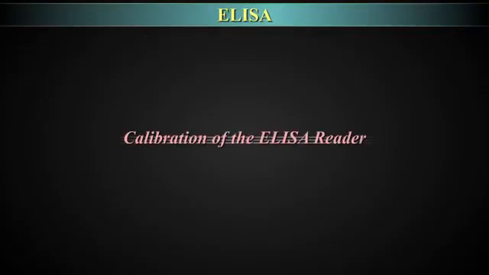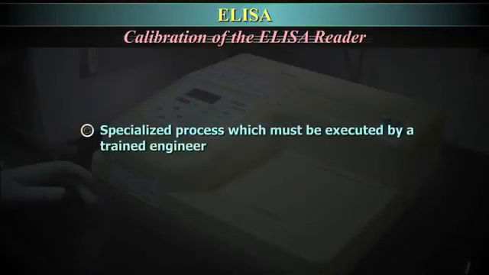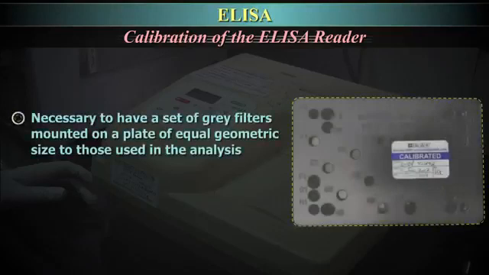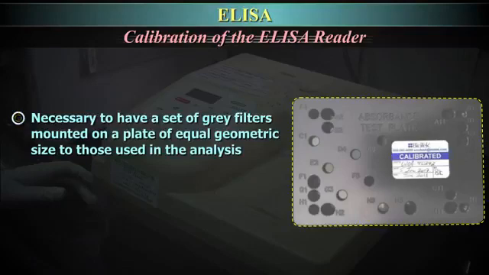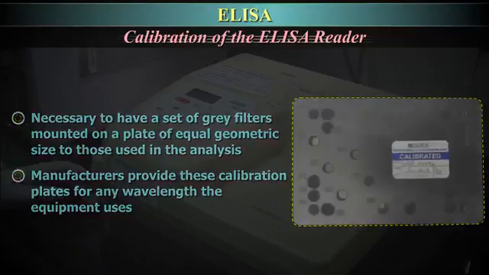Calibration of the ELISA reader. The calibration of a microplate reader is a specialized process which must be executed by a trained engineer. In order to do the calibration, it is necessary to have a set of gray filters mounted on a plate of equal geometric size to those used in the analysis.